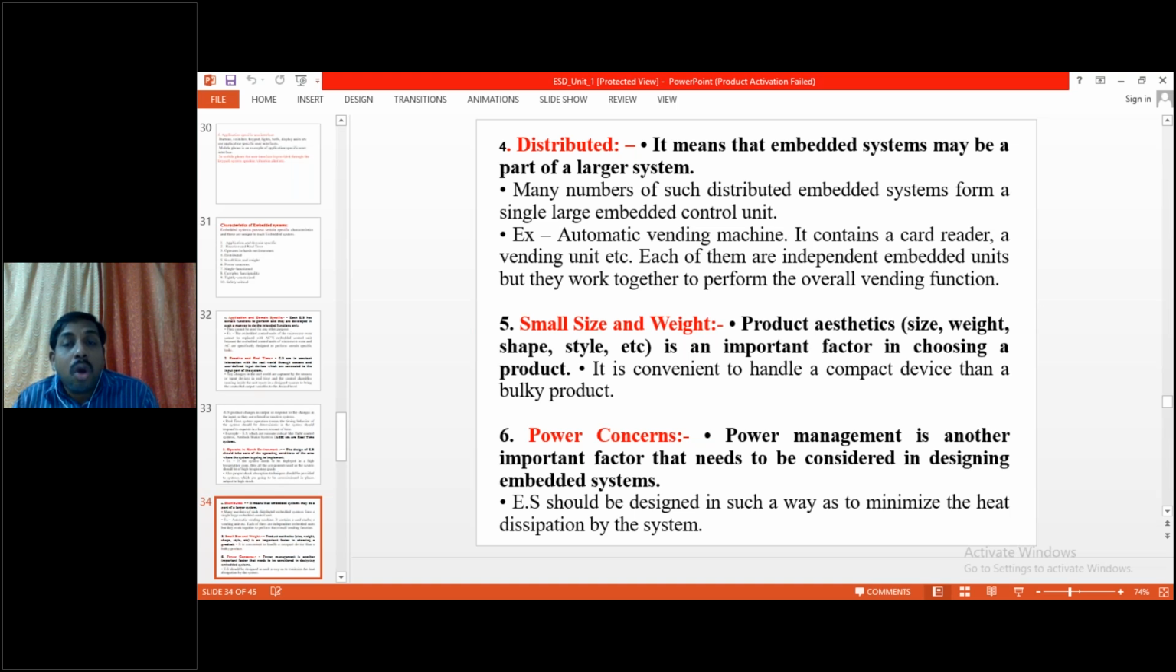Another characteristic is small size and weight. So what is small size? Your embedded system must be small size and less weight.